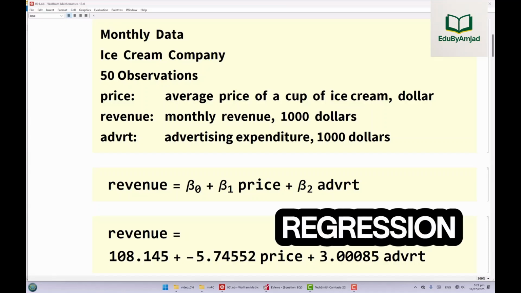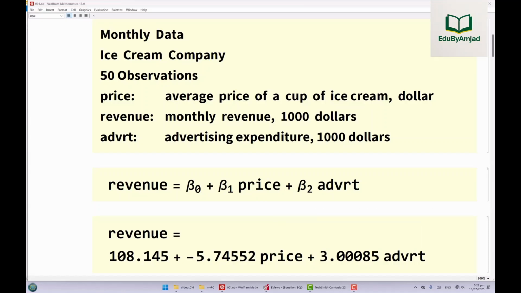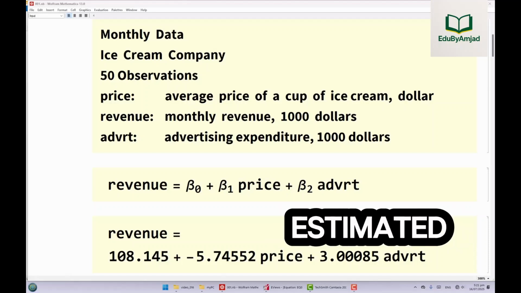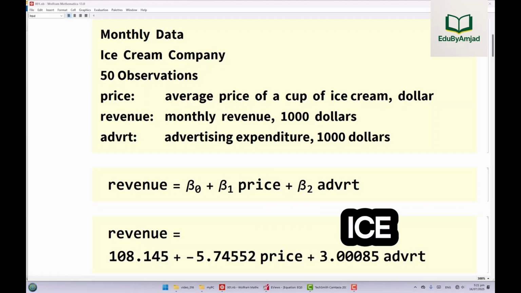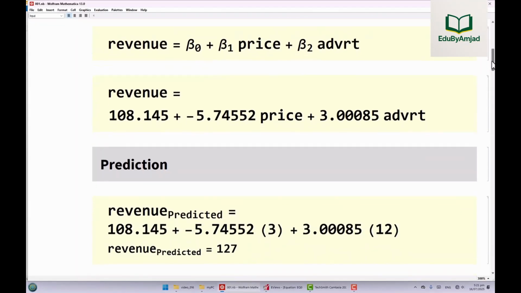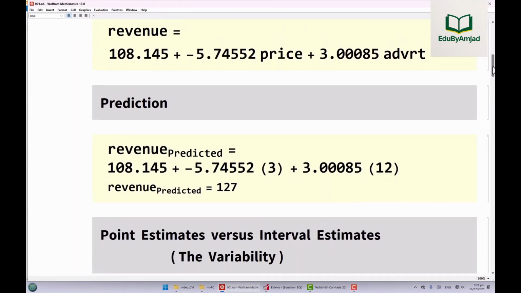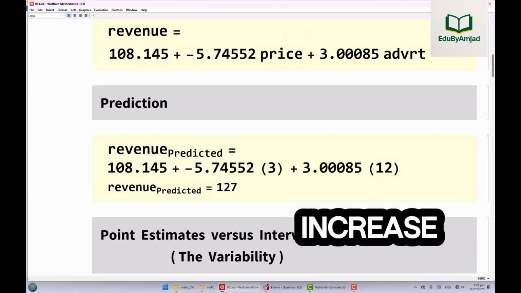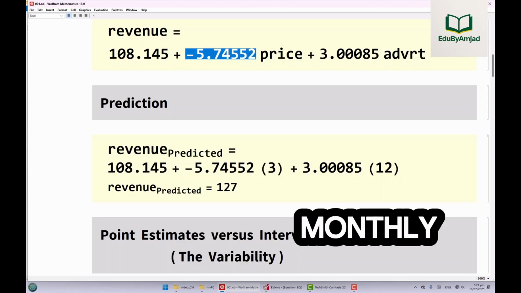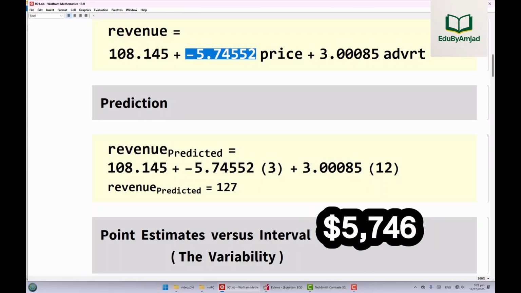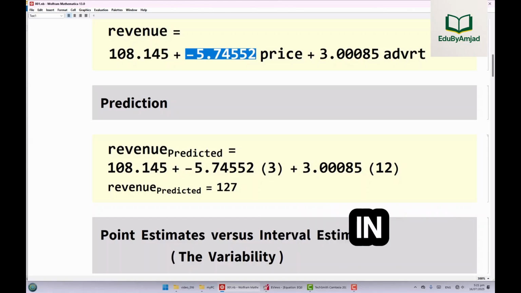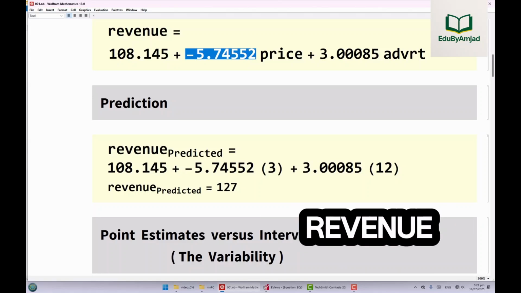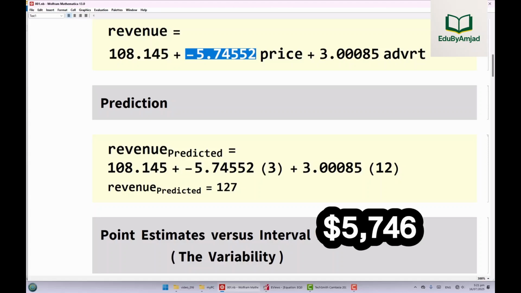We estimated this regression equation in Part 1 video. Beta coefficients estimated using 50 observations of data from an ice cream company. The coefficient of price suggests that demand of ice cream is elastic. An increase in price of $1 will decrease monthly revenue by $5,746. Or, in other words, if management announces discount in price by $1, monthly revenue will increase by $5,746.